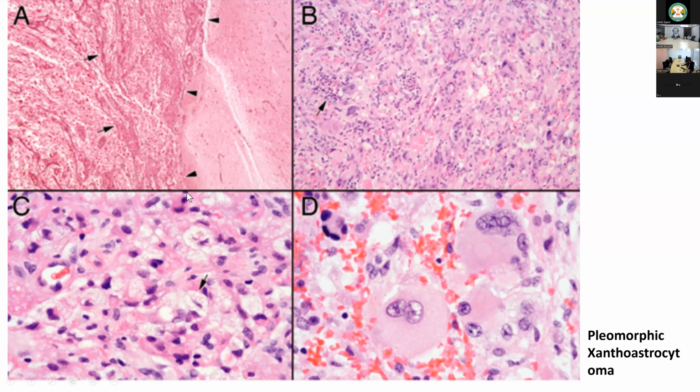Now, pleomorphic xanthoastrocytoma can easily be misdiagnosed as a high-grade glioma because of the presence of these pleomorphic cells. So we should look into the history, like a solid cystic lesion associated with a history of seizure. So most likely we are looking at a pleomorphic xanthoastrocytoma.